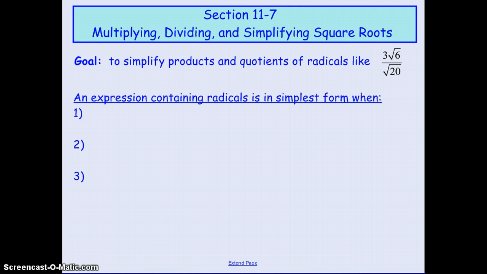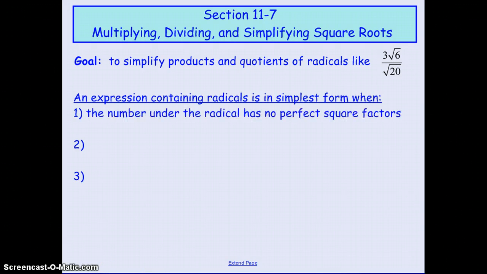Now, in order for you to know exactly what we have to do, you probably want to know what an expression in simplest form will look like. Sometimes people throw around that term simplest form and it's a little bit vague. For us, simplest radical form is going to have 3 important characteristics. The first one is that the number under the radical has no perfect square factors. And of course, when I mean no perfect square factors, I mean nothing other than 1. So we don't want any 4s or 9s or 16s or 25s in there.